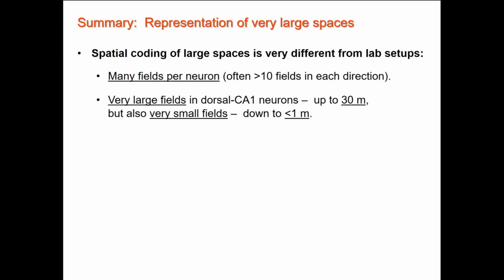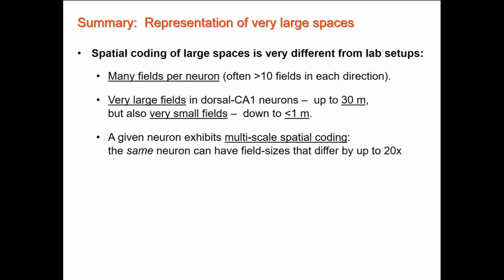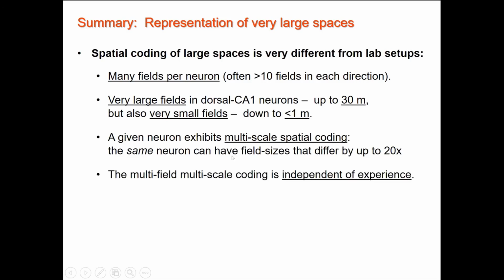That's extremely precise, because if you think about it, that animal flies at almost 10 meters per second. So a 50 centimeter precision at 10 meters per second means 50 millisecond precision. That's actually pretty precise. This is not a sensory area. This is a high level area, many synapses from the periphery. So these neurons can be very precise, up to 50 centimeters, but also the same neuron could have a 30-meter field elsewhere.